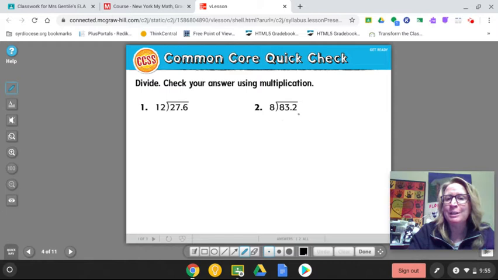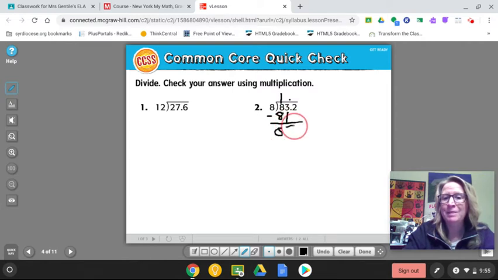So 83 and 2 tenths divided by 8. So I don't have a decimal in my divisor, so I'm going to go right here to my dividend and bring my decimal right up into the quotient. Okay, so 8 times what equals 8? Well, 8 times 1 equals 8, so I put a 1 up there. I bring my 8 down here, and I subtract. Okay, so 8 minus 8 equals 0. And then I bring my 3 down.